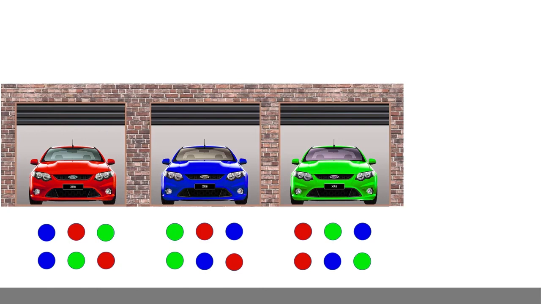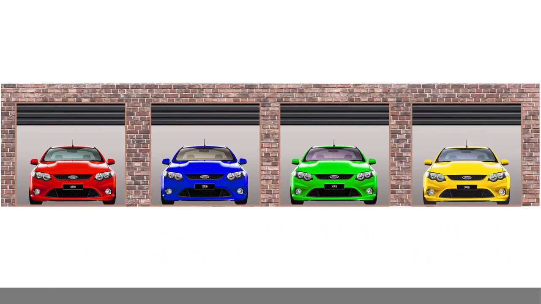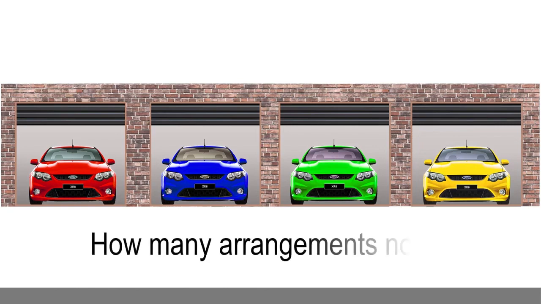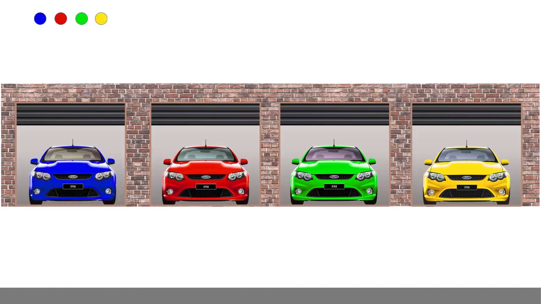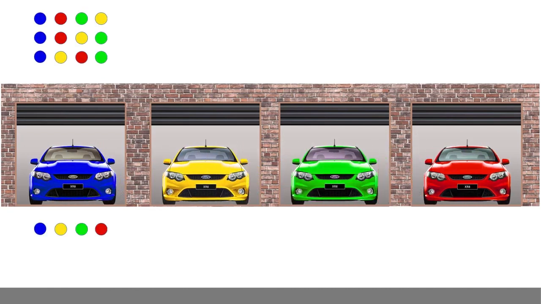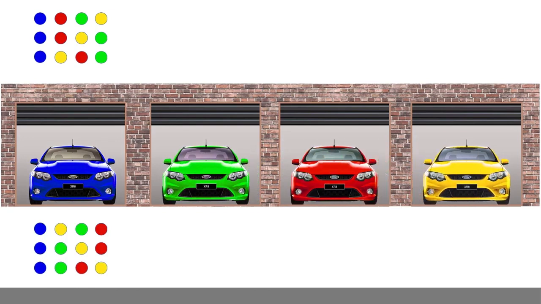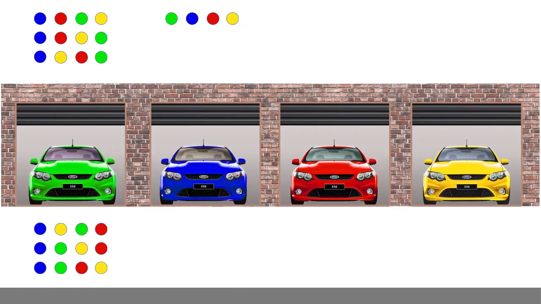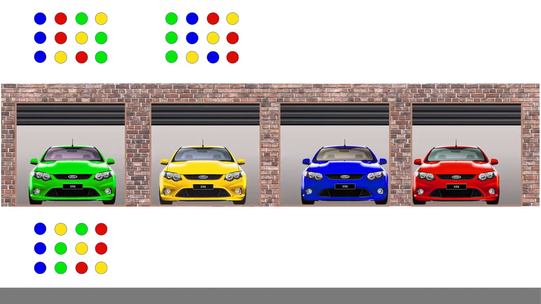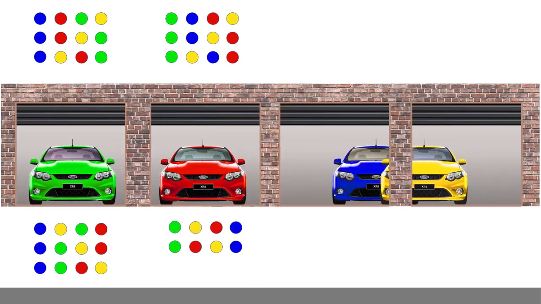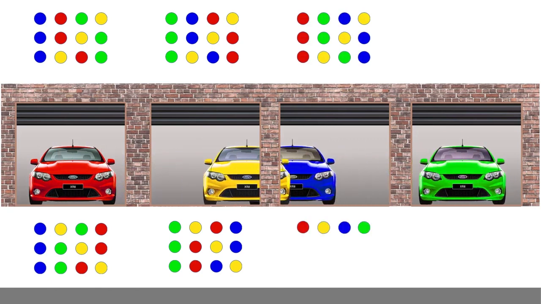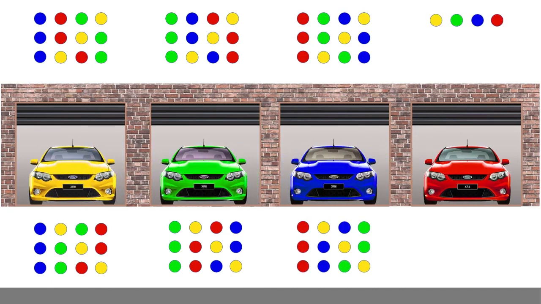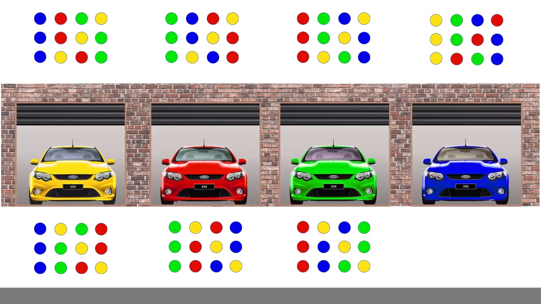Now, you expand your garage again, and add a yellow car to your fleet. How many ways could you arrange your cars? Well, if you put the blue car in the first bay, we know from previous experience there are six ways to arrange the remaining cars. Alternatively, you could put the green car in the first bay with another six arrangements of the remaining cars. So, with four options for the first bay, it follows there would be 4 times 6, a total of 24 ways to arrange all your cars.